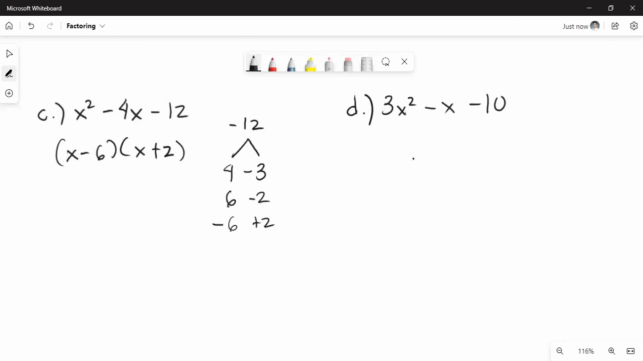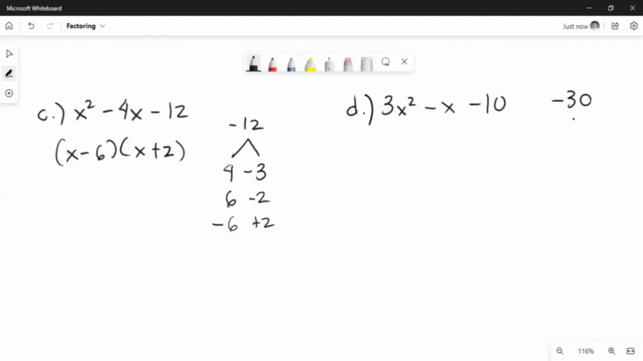Okay. Now, let's try letter D. In this case, we can see that the coefficient of the first term is more than 1, and that is equal to 3. What we are going to do is multiply that coefficient to our last term. 3 times negative 10 is negative 30. So, we will find factors of negative 30 that will give us a sum of negative x.